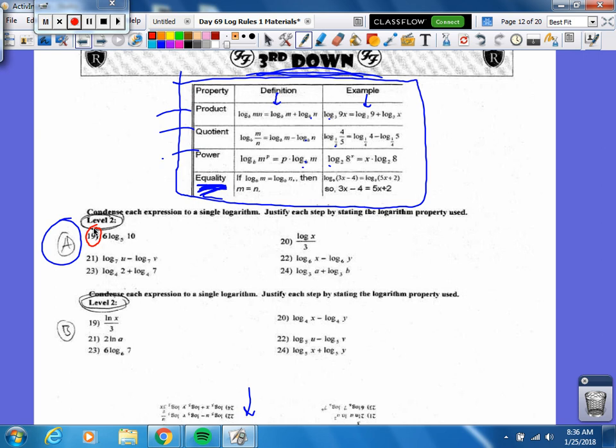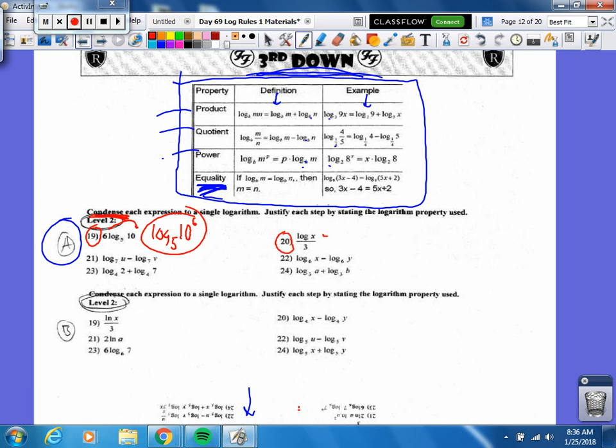So what rule can I use to condense it? Condense this. Well, see the 6? I'm going to put it right there. So that's log base 5 of 10 to the 6th power. Boom, and I think that's the answer when you look down there. Got it. Okay, number 20.